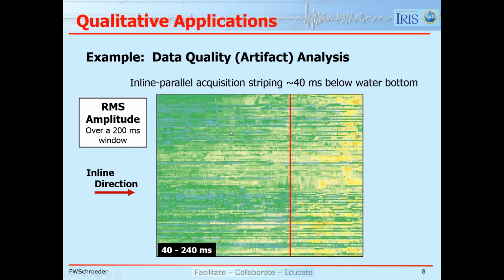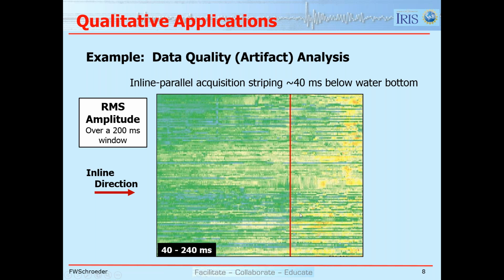So for qualitative applications, here is an example. This is RMS, root mean square amplitude. It's a 200 millisecond window. It starts at 40 milliseconds below the water bottom. So the first step was to map the water bottom, and then to define a window that starts at 40 milliseconds below the water bottom to 240 milliseconds below the water bottom.